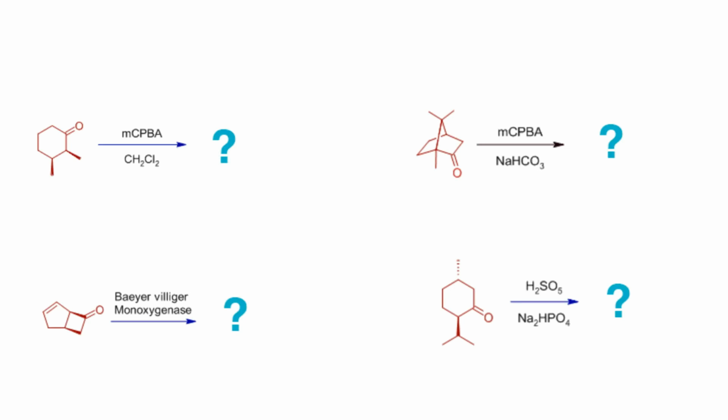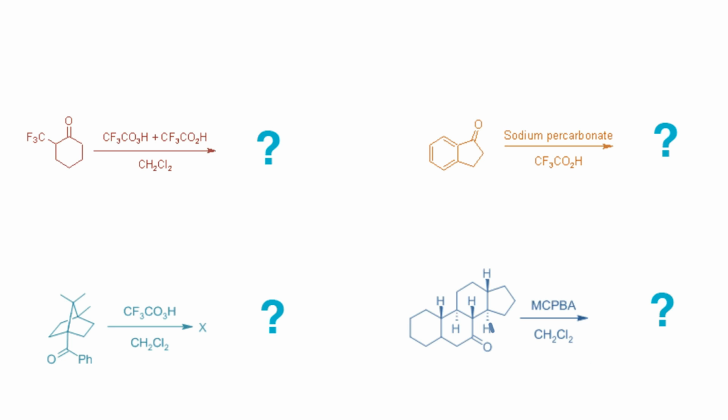After going through this lecture, we should be able to write the major products for the following reactions. Similarly, we should be able to write product as well as mechanisms for these Baeyer Villiger rearrangements.